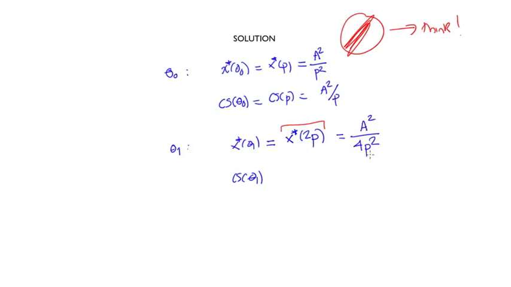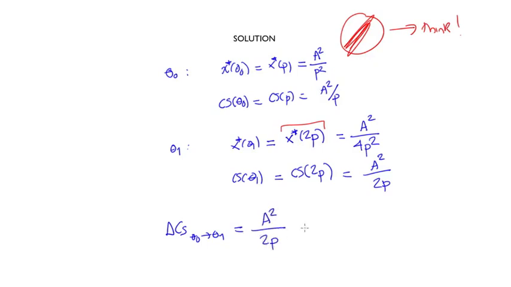Nothing hard had to be computed, just a little bit of thinking. And similarly, the consumer surplus at theta 1, using the same trick, is going to be the consumer surplus that we had before without tax, but with a doubling of the price. And that is just going to be equal, substituting the formula, to A squared divided by 2P. Now, given this, what is the change in consumer surplus from theta 0 to theta 1? Well, it's just the difference between this consumer surplus and that consumer surplus, which is A squared divided by 2P minus A squared divided by P. And this is just equal, doing the algebra, to minus A squared divided by 2P.